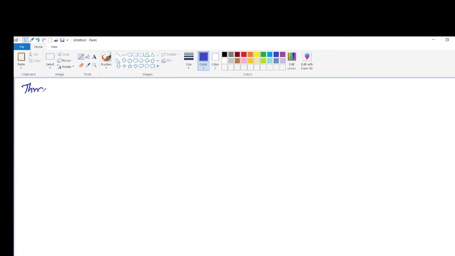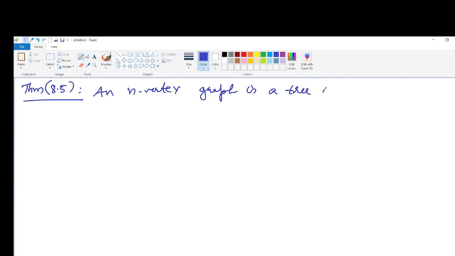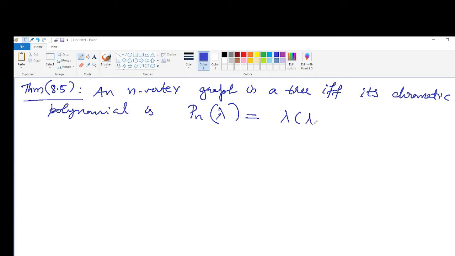Theorem 8.5. The theorem says an n vertex graph is a tree if and only if its chromatic polynomial is Pn of lambda equal to lambda into lambda minus 1 raised to n minus 1. An n vertex graph is a tree if and only if its chromatic polynomial is Pn of lambda equal to lambda into lambda minus 1 raised to n minus 1.